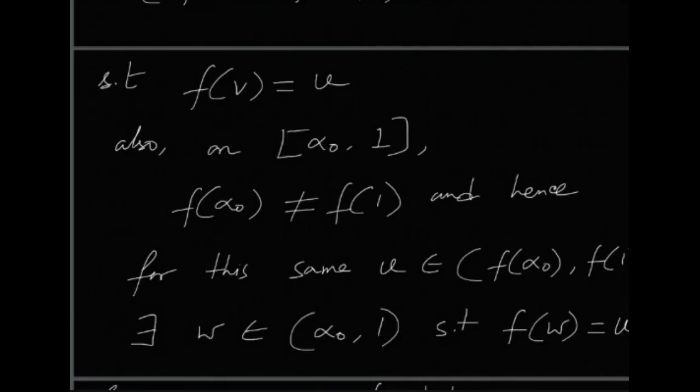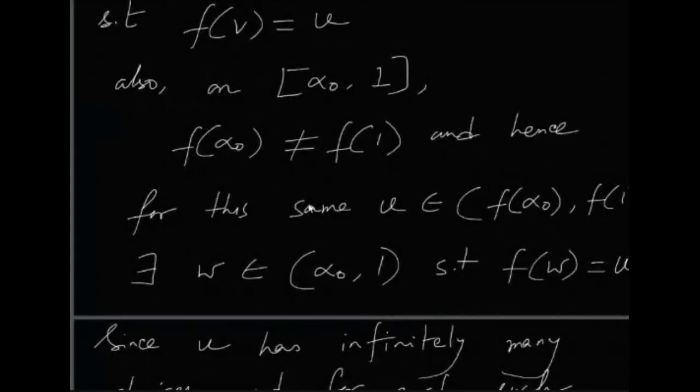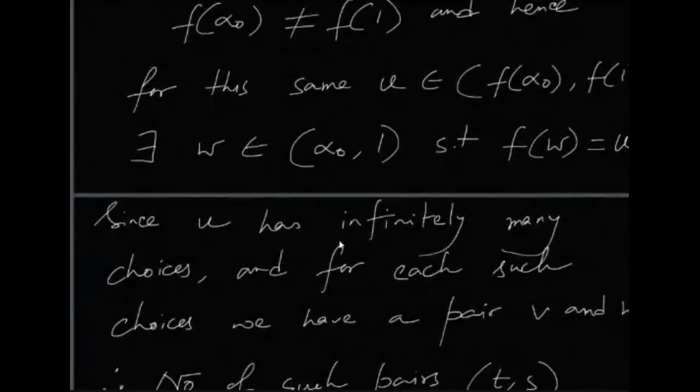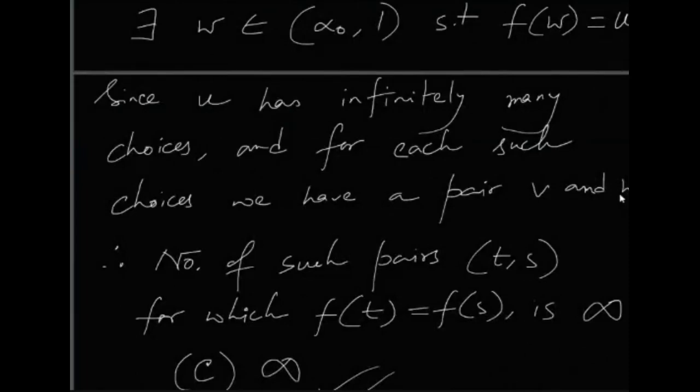So if I take any number u between c and k, I will always get at least two numbers in the interval 0 comma 1 such that both of them have the same functional value u. Since u has infinitely many choices, because k and c are distinct numbers and therefore have infinitely many real numbers in between them, for each of those choices we have a pair v and w for which the functional value is the same. f of v is u, and f of w is also u.